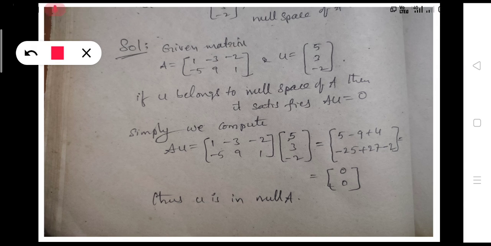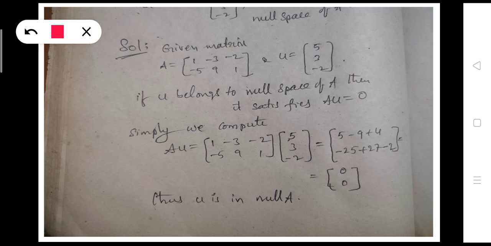Here, what is given? The given matrix is A = [1, -3, -2; -5, 9, 1], and u = (5, 3, -2). These two are given. What is the question here? If u belongs to Null A, then Au must be equal to 0. So we need to find whether Au is equal to 0 or not. Simply, we compute with what is given.